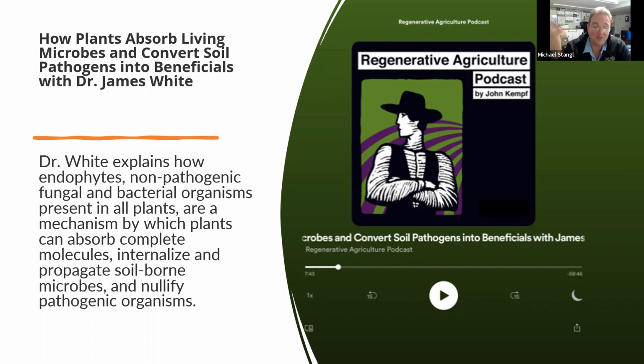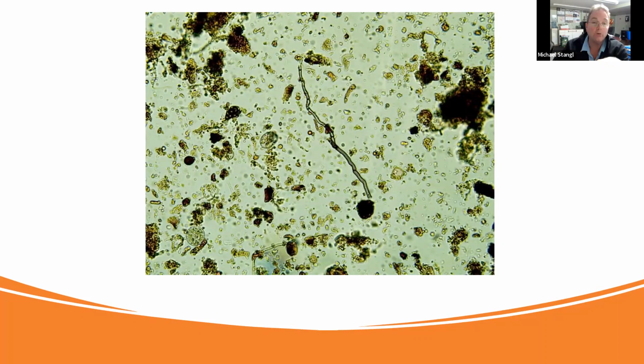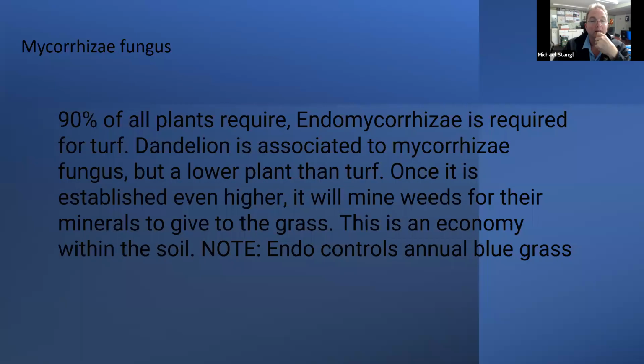Okay, so this is the microscope view. That's fungus. That's a great piece of fungus. This is what you'd want to see in your soil. To the left of it, there's a protozoa. There's some spores in there.